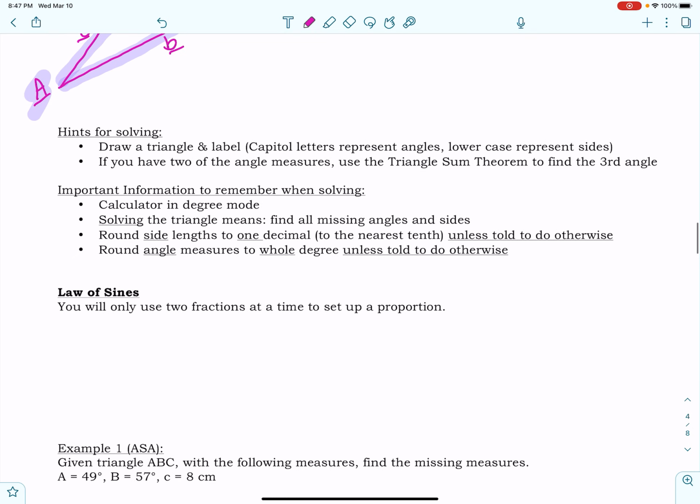So just make sure you read through your hints for solving. I am going to touch on these a little bit as we go through. Keep in mind that when you have a triangle in which you have two of the angle measures, you can use the triangle sum theorem to find the third angle, because remember, all angles have 180 degrees inside them. Make sure that your calculator is set on degree mode, and keep in mind that when it says we're solving the triangle, that means we're finding all the missing angles and sides.